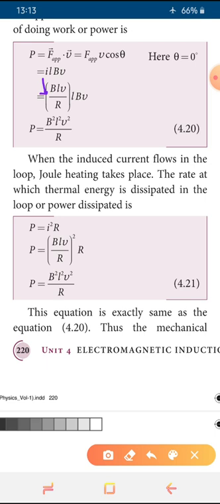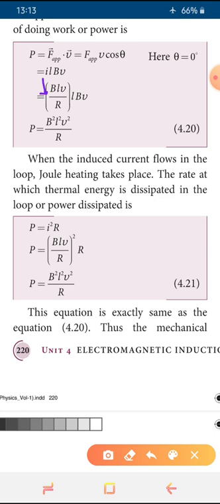So I square, once again we are substituting from the equation number 4.19. Now we have taken I from 4.19 and substituted here. Then it is I square, so we can write BLV by R whole square into R. B square L square V square divided by capital R into R. Okay, this is what? This is power.